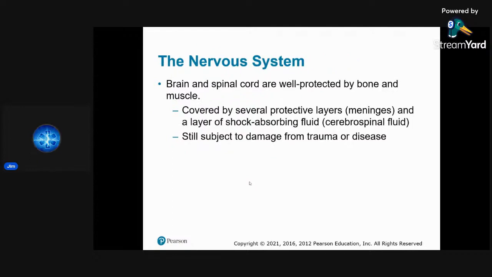The nervous system, the brain and spinal cord, is well protected by bone and muscle, right? You've got your skull and your spinal column. You also have several protective layers called the meninges. And you have a layer of fluid that's designed as a shock absorber called the cerebrospinal fluid. Even though you have all this protection, it still can be subject to damage through trauma and diseases.